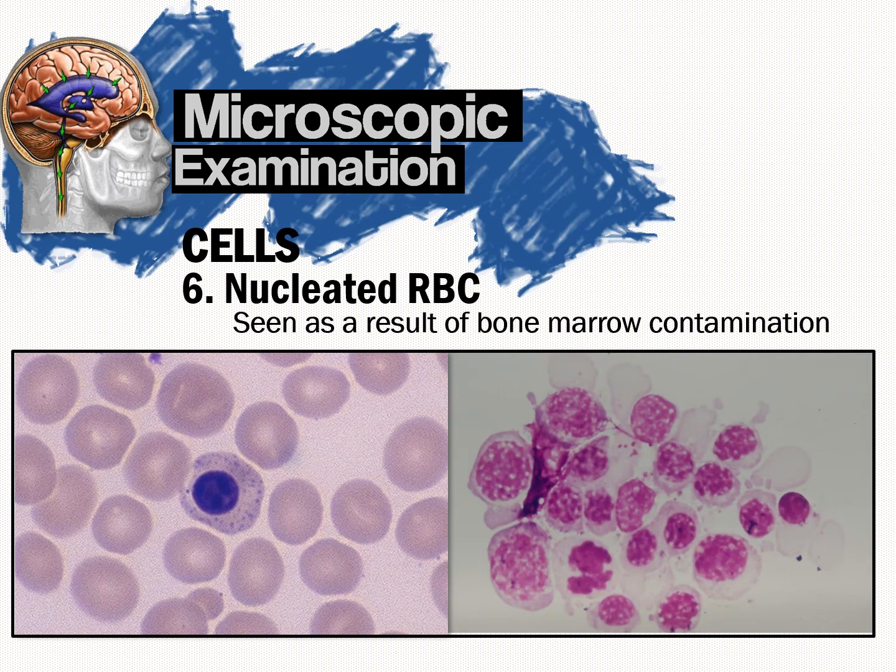Next are the nucleated RBCs. Remember, normal RBCs do not have nucleus, but these are the ones with nucleus. This can be seen in the CSF as a result of bone marrow contamination during spinal tap. This can also be found in 1% of the specimen.